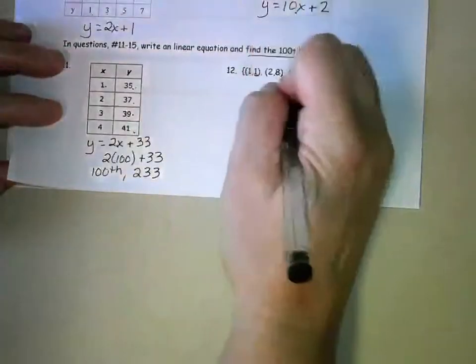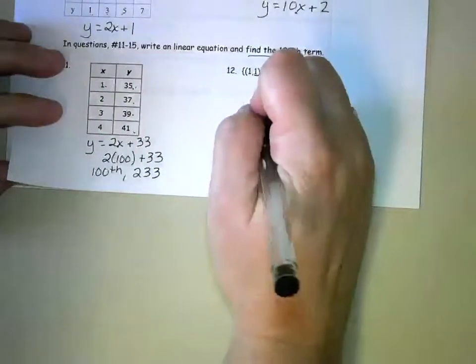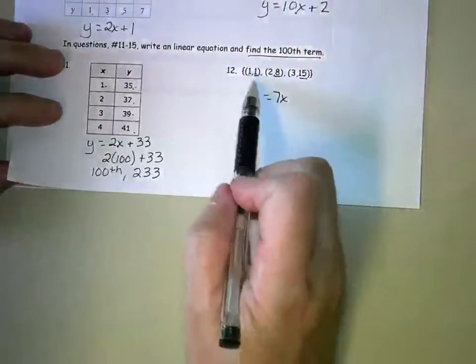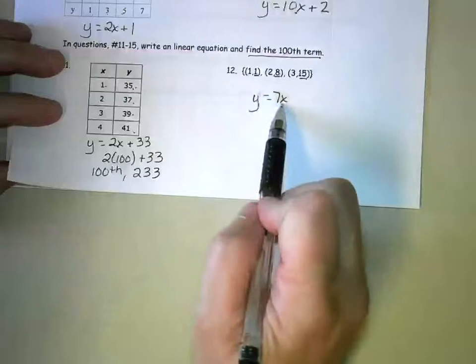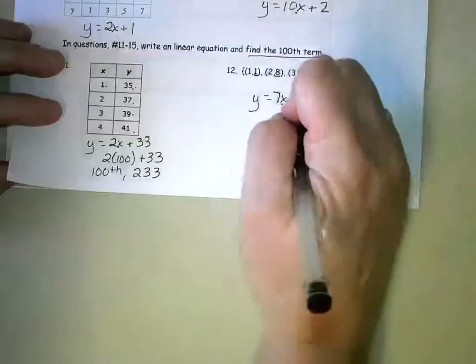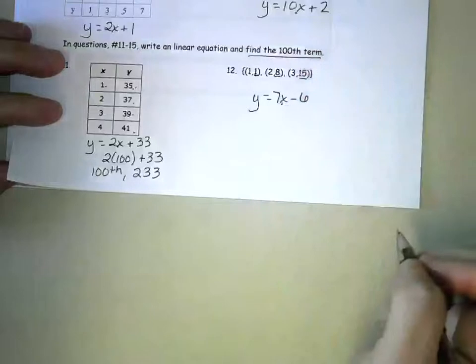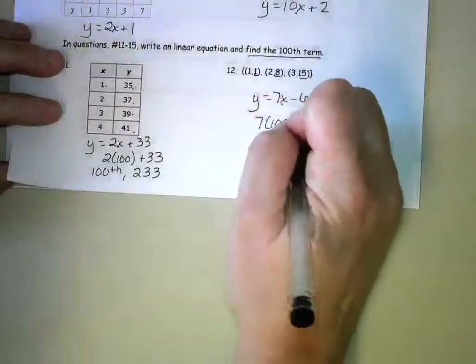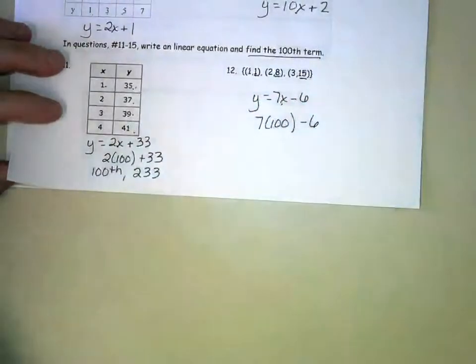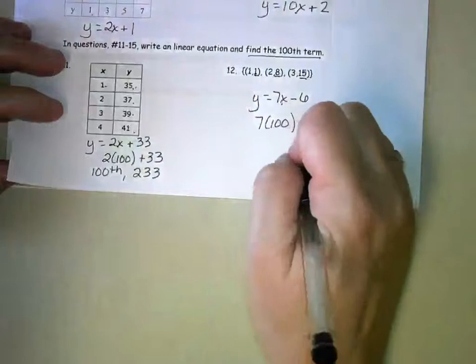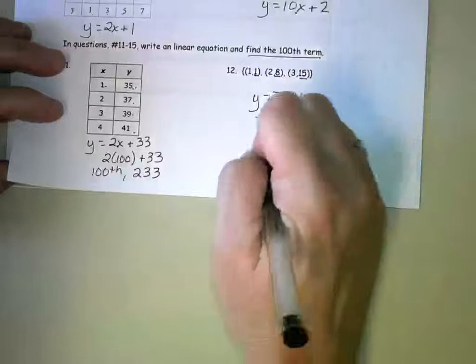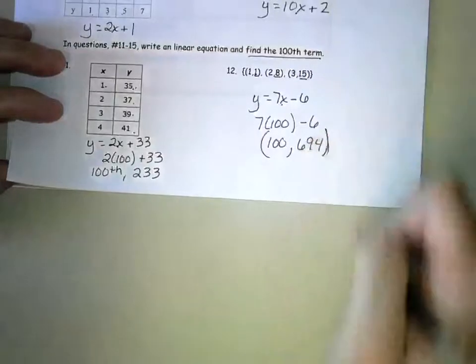Number 12, we are going up by 7 each time. So y equals 7x. And if we put a 7 in here, or 7 times 1 is 7, we want to get a 1 back. So we will subtract 6. And to find the 100th term, 7 times 100 is 700, minus 6 is 694. So the 100th term would be 694.